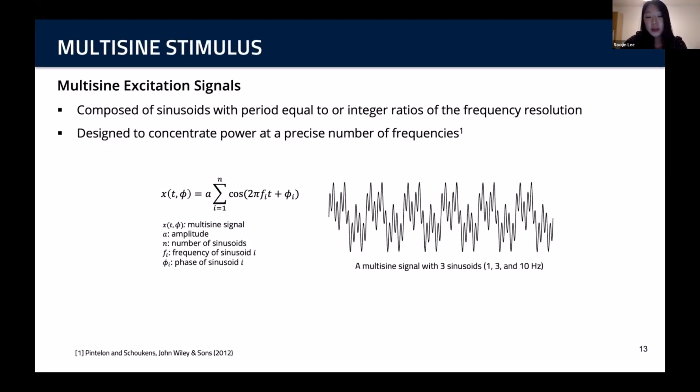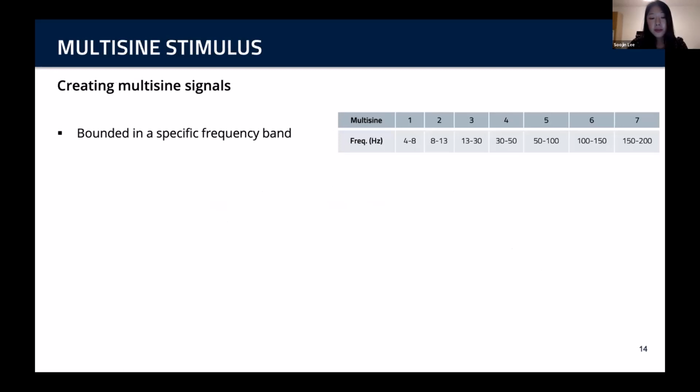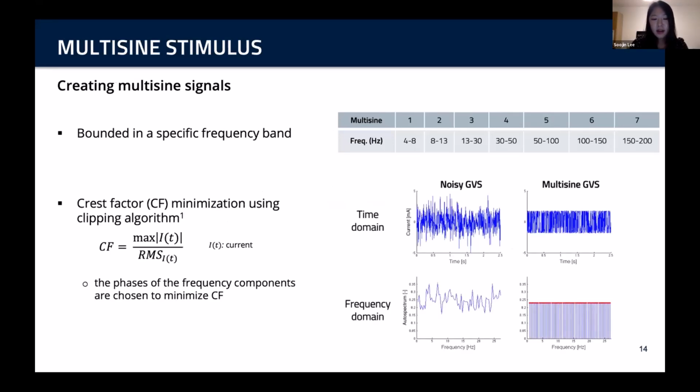And it's important to mention what stimulus we used for GBS. We used multi-sine signals composed of multiple sinusoids at the frequencies of interest. To be more specific, we created multi-sine stimuli that are precisely bounded in a specific frequency band. And then we further applied a clipping algorithm to make the stimuli have relatively flat amplitude, which is advantageous for subjects' comfort during stimulation. So in this artifact reduction study, we used EEG data recorded during multi-sine stimulation in the 4 to 8 Hertz frequency band.